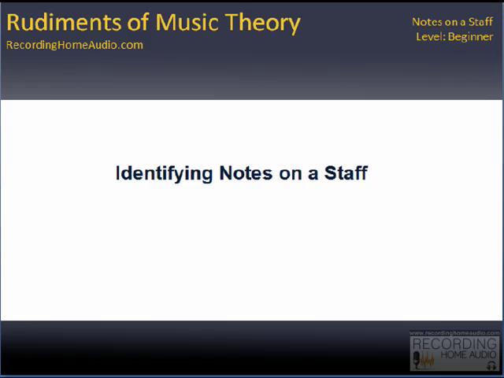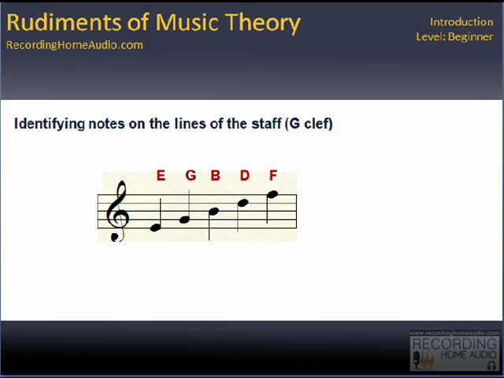The first thing we'll start with is the G clef. On the G clef, we have 5 lines and 4 spaces. The notes on the lines are E, G, B, D, and F. These are the notes on the lines on the G clef. You can have notes above the lines and below the lines. It's just a continuation.